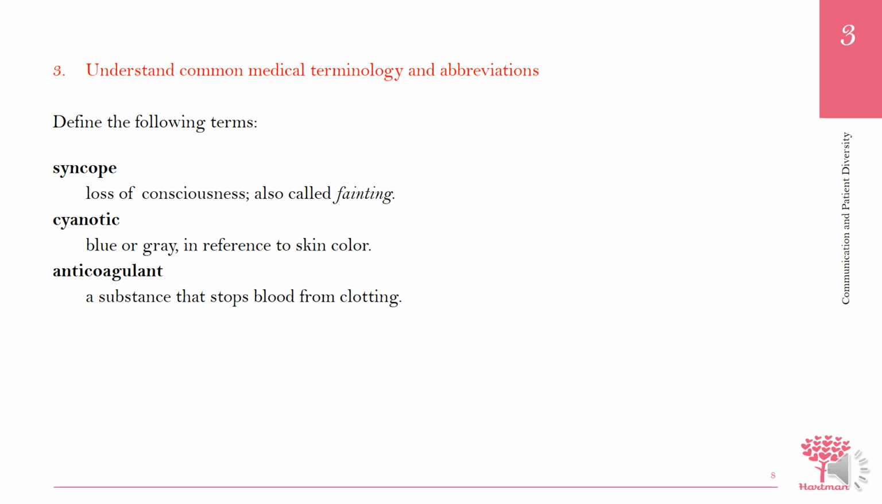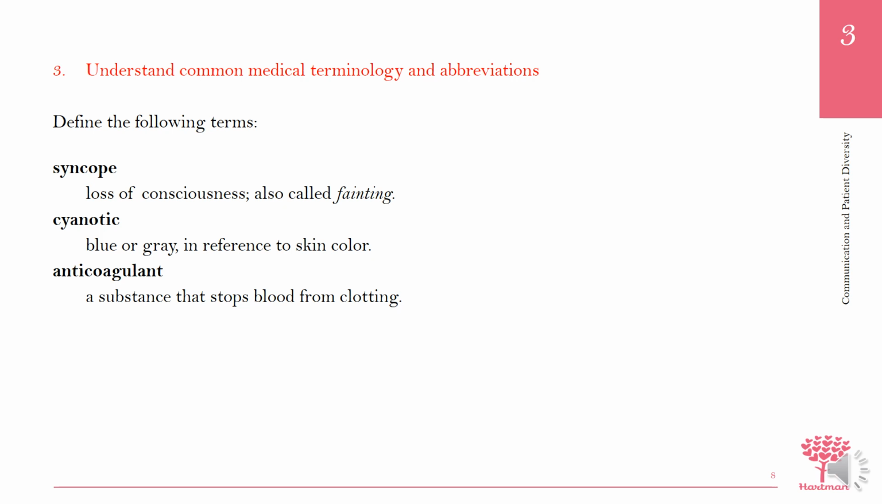Throughout the phlebotomy technician's training, he will learn medical terms for specific conditions. For example, the medical term for fainting is syncope. Skin that is blue or gray is called cyanotic, and that usually indicates lack of oxygen. Medical terms are often made up of roots, prefixes, and suffixes.